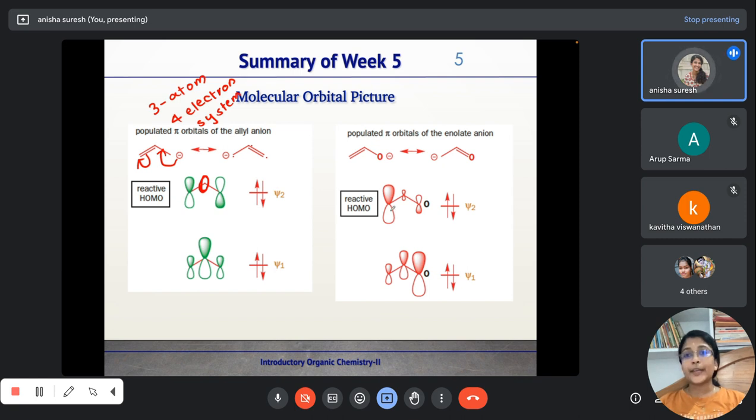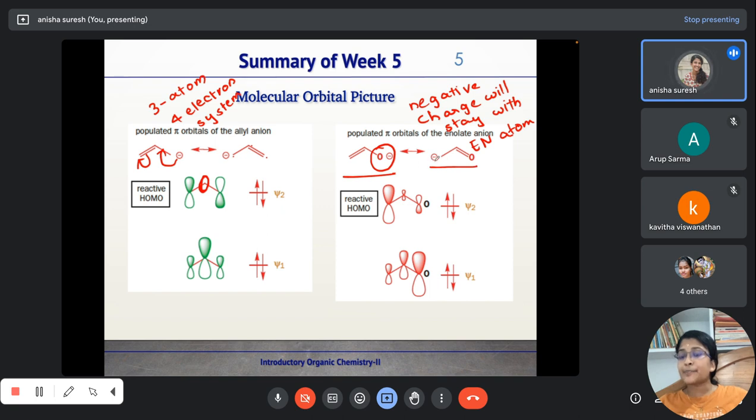Now coming to the molecular orbital picture of enolate, we can see that since an electronegative oxygen atom is present, this negative charge mostly favors to be present on the oxygen. Like negative charge will stay with the electronegative atom. So this structure will be more favored than this one where negative charge is present on the carbon. This will result by delocalization. So this structure is less favored than that structure.